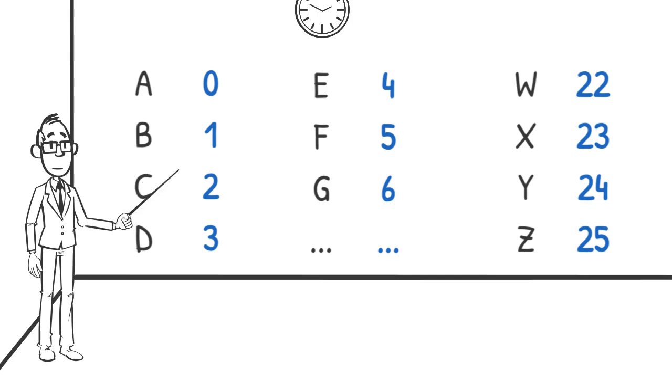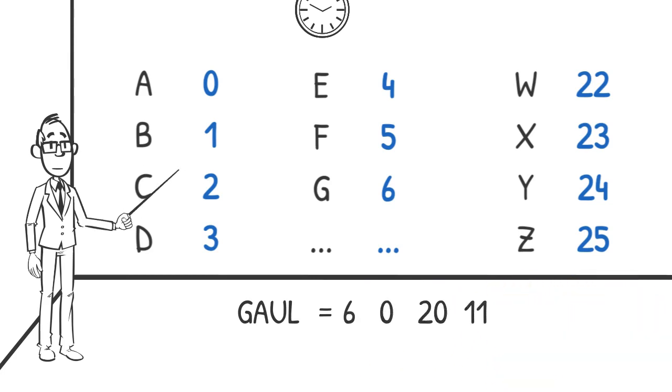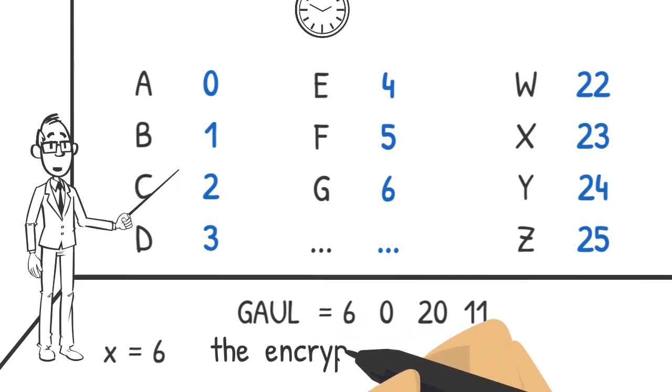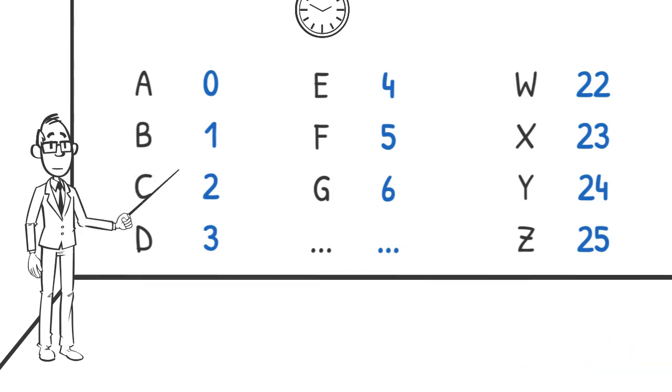To encrypt a message, we convert each letter of the plaintext into a number. For example, Gaul becomes 6, 0, 20, 11. Next, we refer to one of the letters using the variable x. So, for example, let us say x equals 6, then x really corresponds to the letter G. The encryption key is how much we shift each letter by. We use the variable k for the key. In our case, k equals 3.